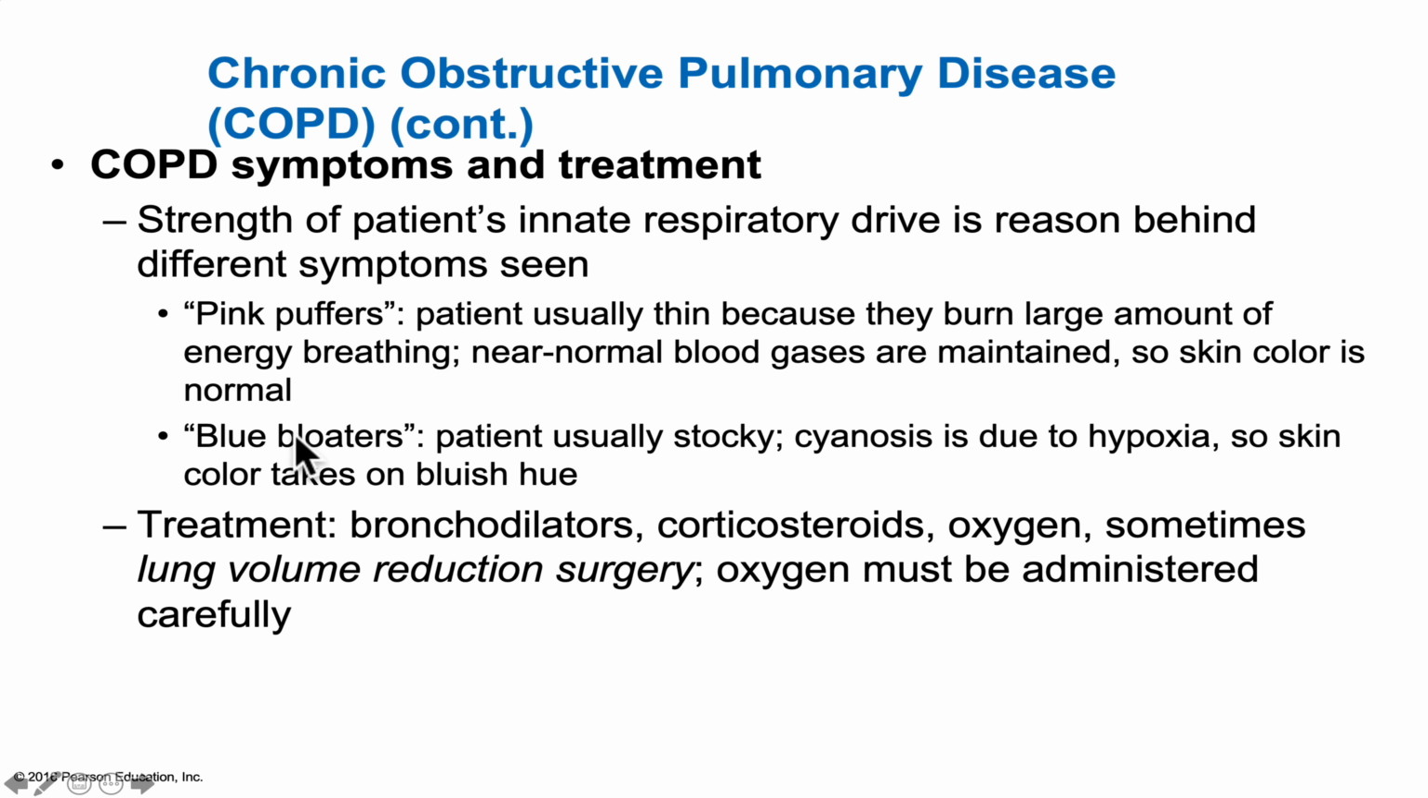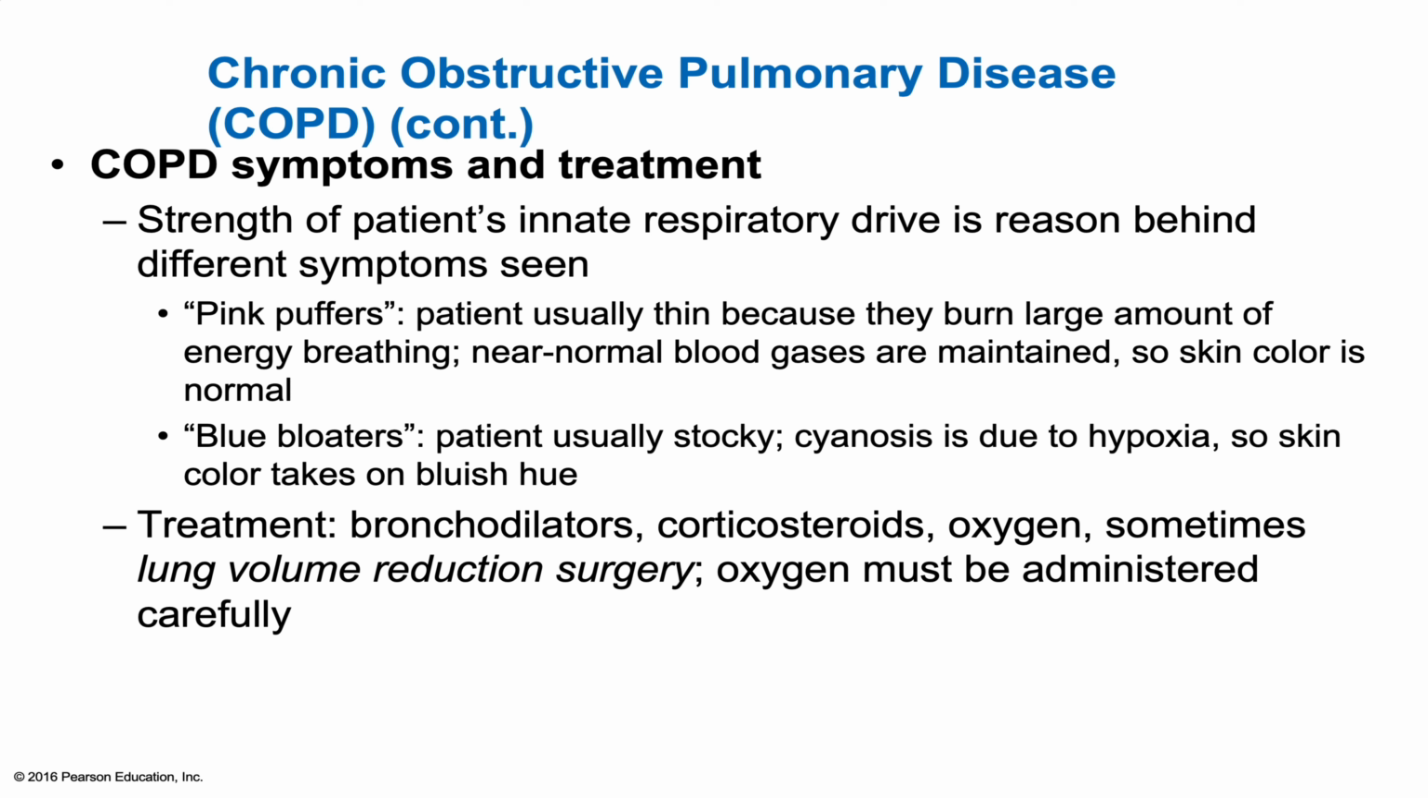Compare that to blue bloaters. Blue bloaters are commonly of stocky build, and they become sufficiently hypoxic, which is why they appear cyanotic. The hypoxia causes constriction of pulmonary blood vessels, leading to pulmonary hypertension and, again, right-sided heart failure. Again, this is what I said before, right ventricular hypertrophy.